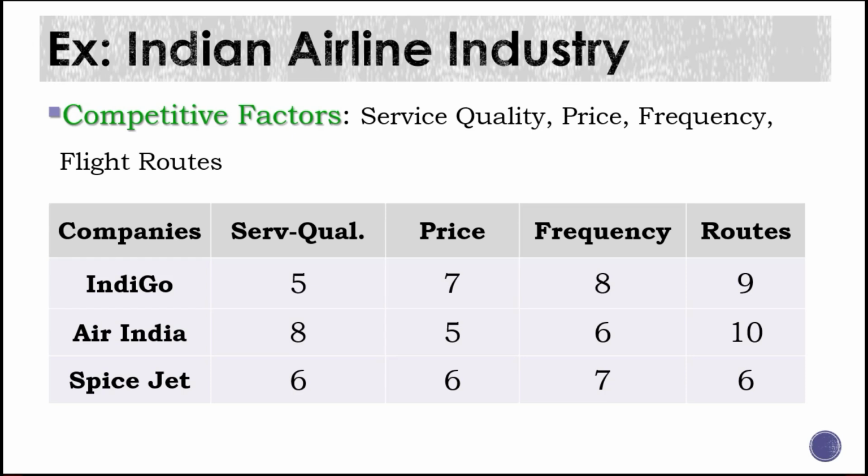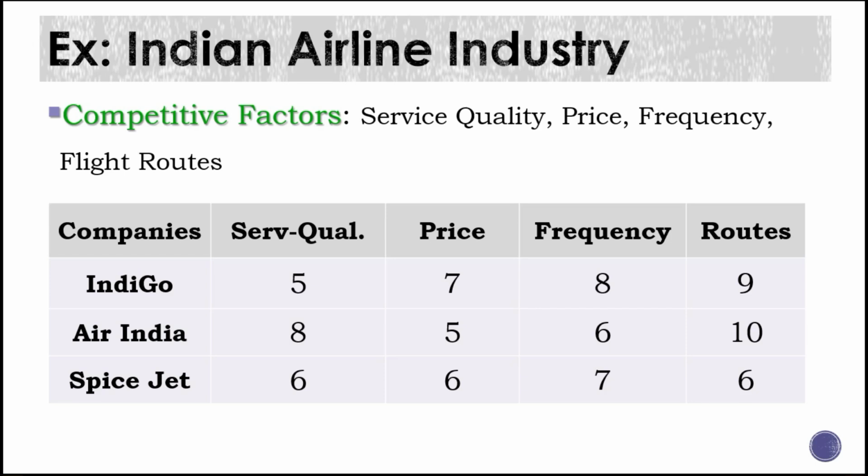Here, if you look at the service quality of Indigo, which is given 5 as the rating, that means as compared to Air India and SpiceJet, Indigo's service quality is lower. Now here, if the company is able to compare itself with the other competitors, it will be able to understand that it is inferior or poor in terms of providing service quality to its customers. Whereas for Air India, if the rating is given as 8, that means Air India is providing the best service quality in the Indian airline industry as compared to other competitors, as compared to Indigo and SpiceJet.